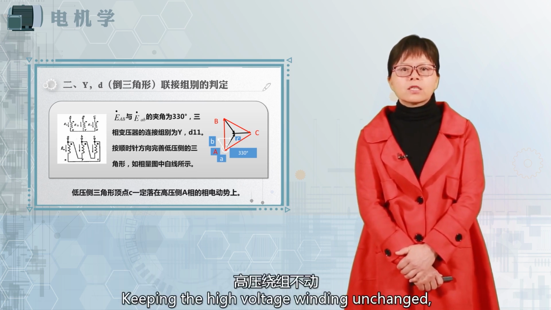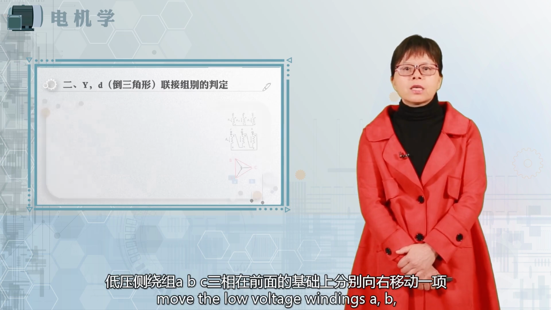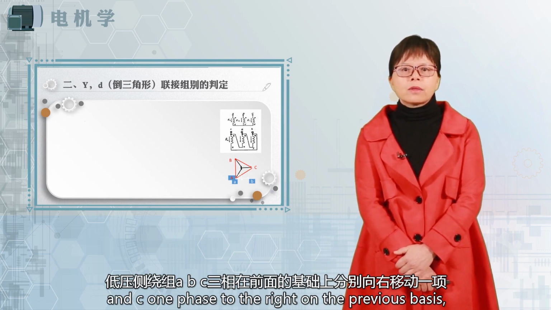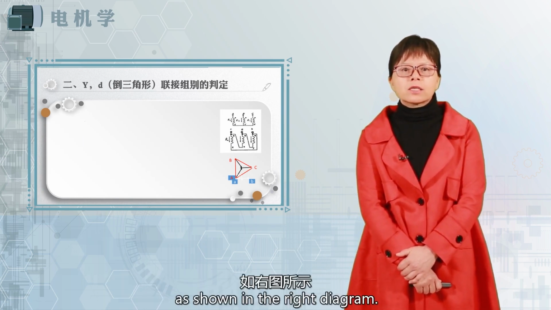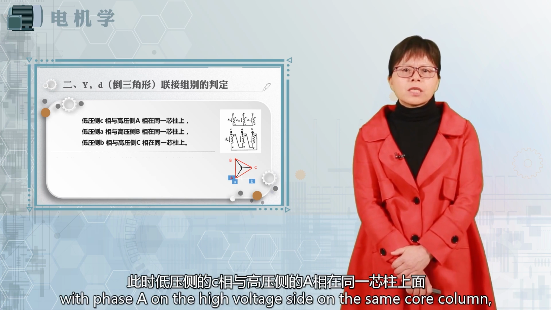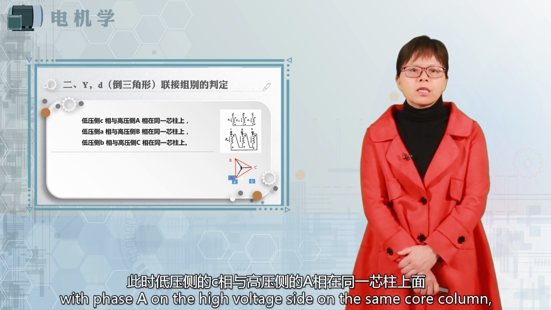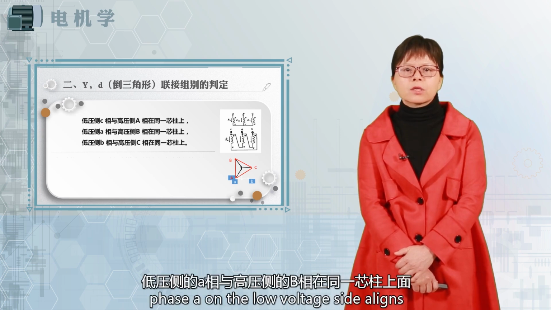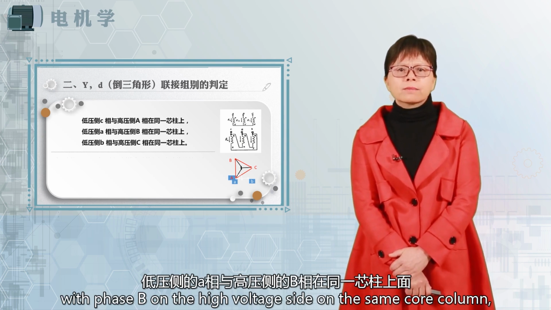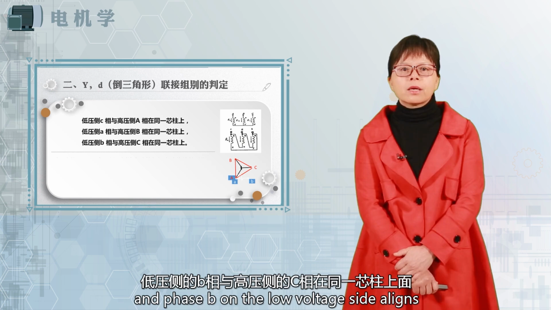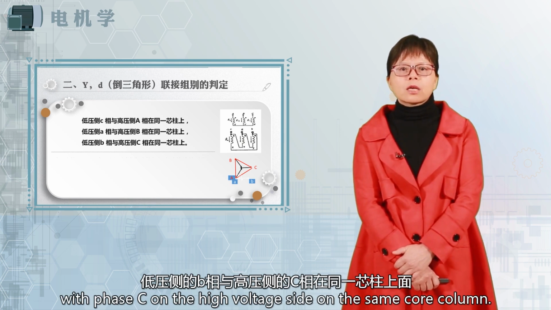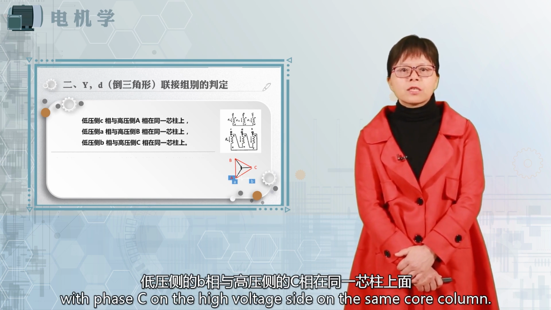Keeping the high voltage winding unchanged, move the low voltage windings A, B, and C one phase to the right on the previous basis, as shown in the right diagram. At this point, phase C on the low voltage side aligns with phase A on the high voltage side on the same core column. Phase A on the low voltage side aligns with phase B on the high voltage side on the same core column, and phase B on the low voltage side aligns with phase C on the high voltage side on the same core column.